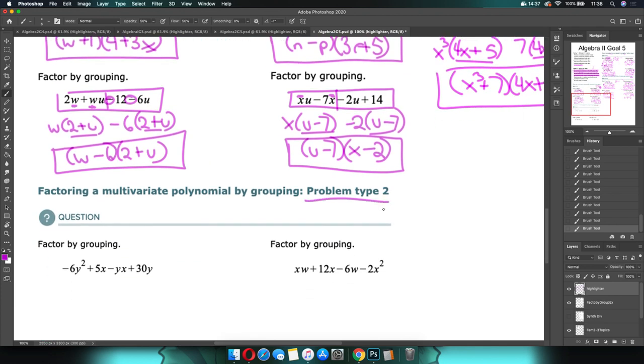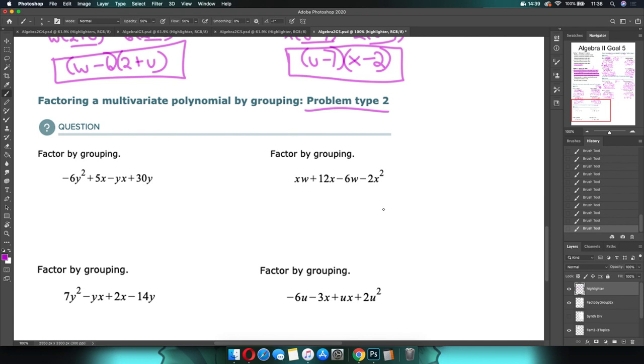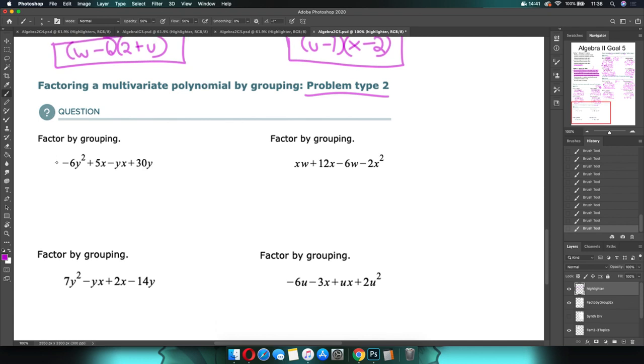Now, problem type 2 over here, this is where things start to get a little tricky. Because up until now, you just split it in half. They've been very nice to you. But if I look, 6y squared, 5x, there's no version of that that's going to meet the demands that I have here. Which means now this is the one, problem type 2 with a multivariate, where you have to do some experimenting and mixing and matching. That's the part that makes this one a little bit harder than the other 3 topics that we've been doing.